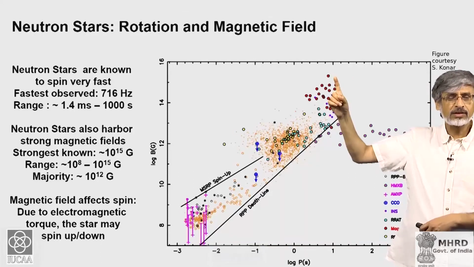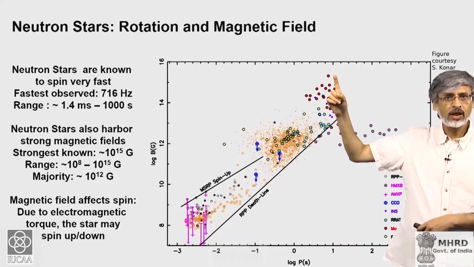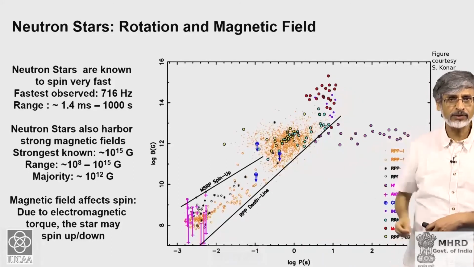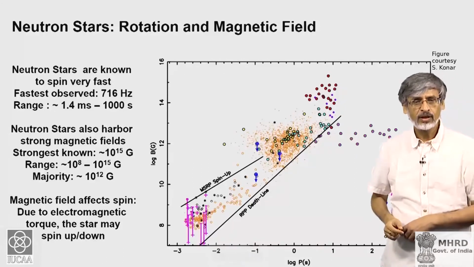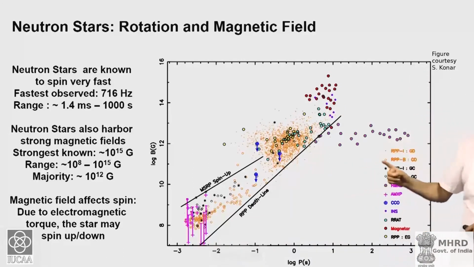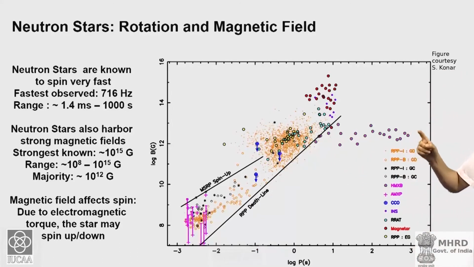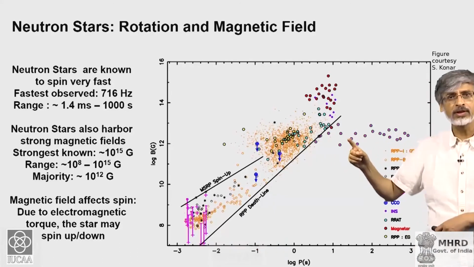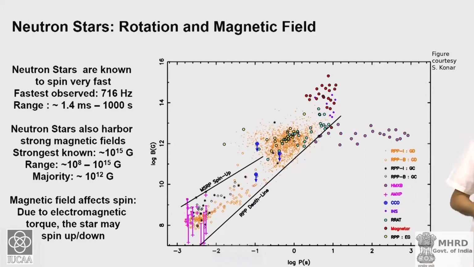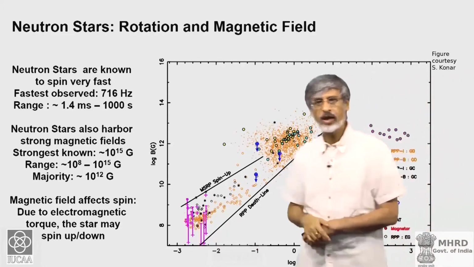The spin periods are of the order of 10 seconds or so, with magnetic fields going even above 10 to the power of 15 Gauss, which is an extremely strong magnetic field. And the slowest neutron stars known are somewhere here, where the spin goes to about 1000 seconds, and all these neutron stars with slow spin that we see happen to be in binary systems.